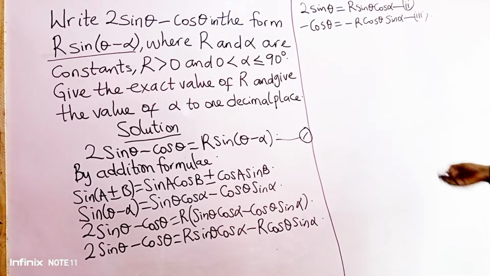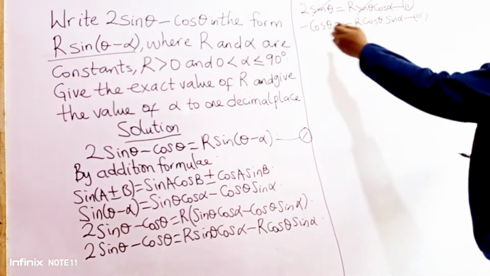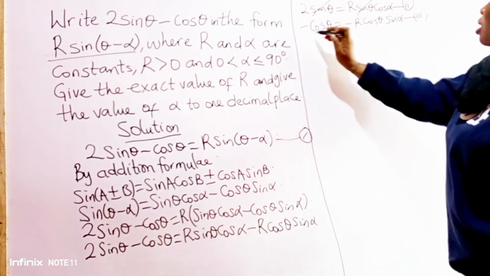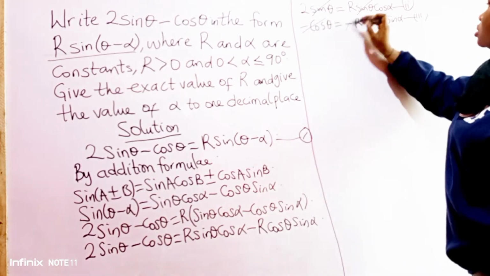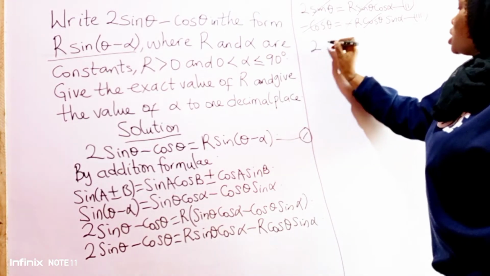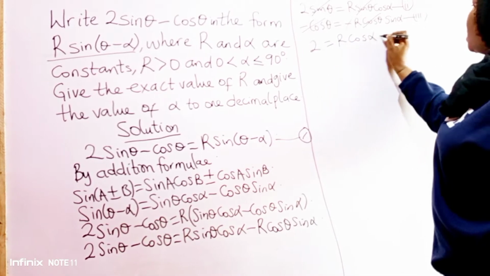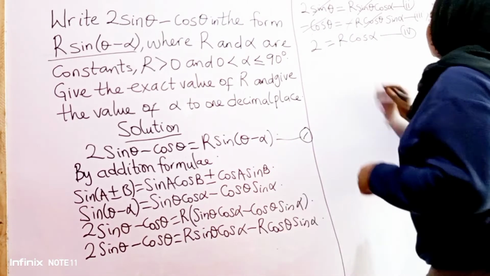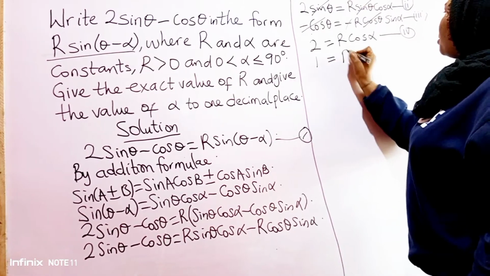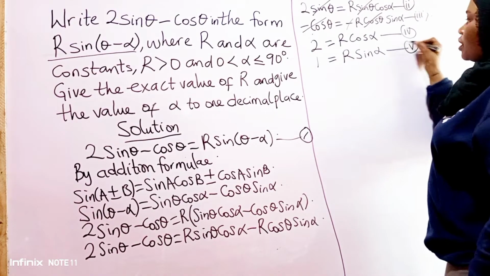So in equation 2, sin θ on the left hand side will cancel sin θ on the right hand side. In equation 3, minus cos θ cancels minus cos θ. So equation 2 becomes 2 is equal to r cos α; name this equation 4. Equation 3 becomes 1 is equal to r sin α; this one is equation 5.